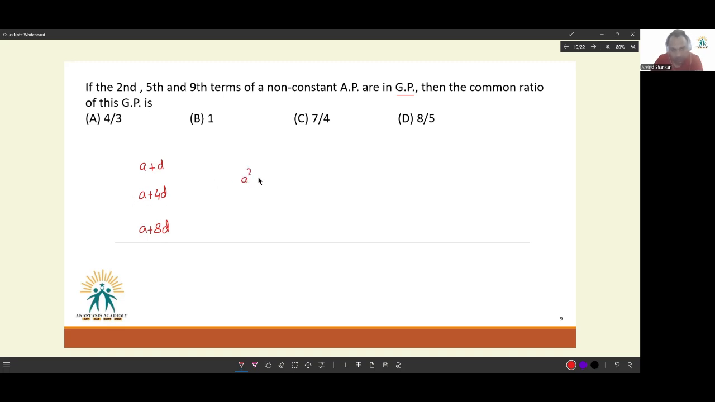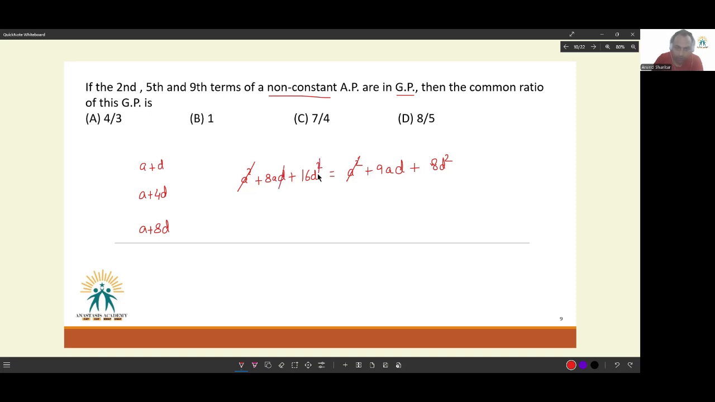Square of the middle one gives me a square plus 8ad plus 16d square is equal to a square plus 8ad plus ad, so plus 9ad, plus how much? 8d square. So a square is gone. I can get rid of d everywhere because I know it is a non-constant AP. This means d is not equal to 0.